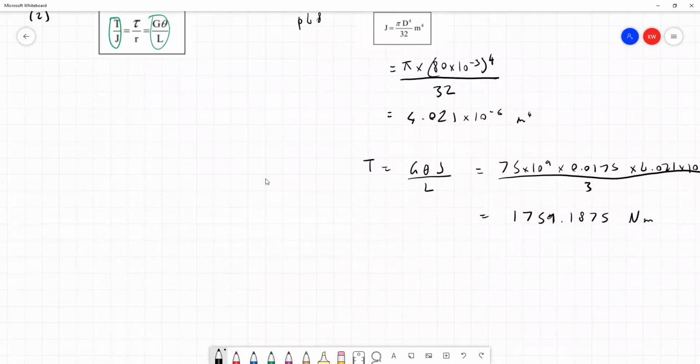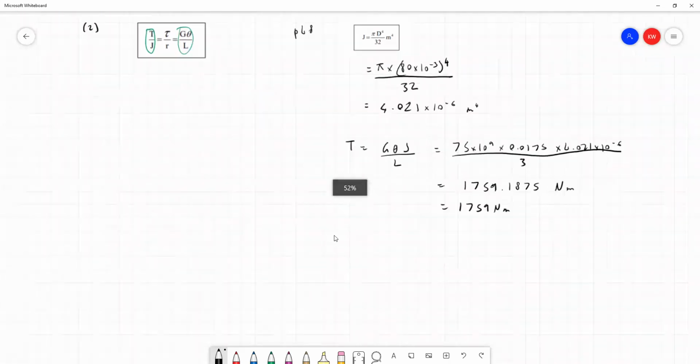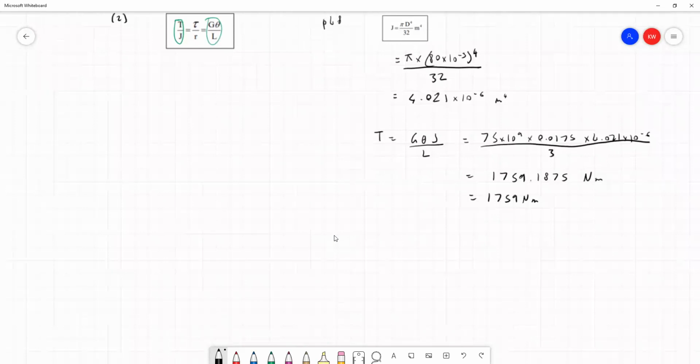This is the sort of thing you may experience depending on how you've rounded. I suspect it's because I rounded J to 4.021 times 10 to the minus 6 rather than 4.02. So we'll say this is close enough, but we can probably say it's accurate enough to say 1759 Newton meters. So don't be overly concerned when you're doing tutorial questions if there's a slight variance in the answer. Remember, this represents less than half of 1% of a difference in the answer. So we won't worry too much. We know we followed the method correctly. And I'm sure you can manipulate your rounding in such a way that you would end up with the same final answer.